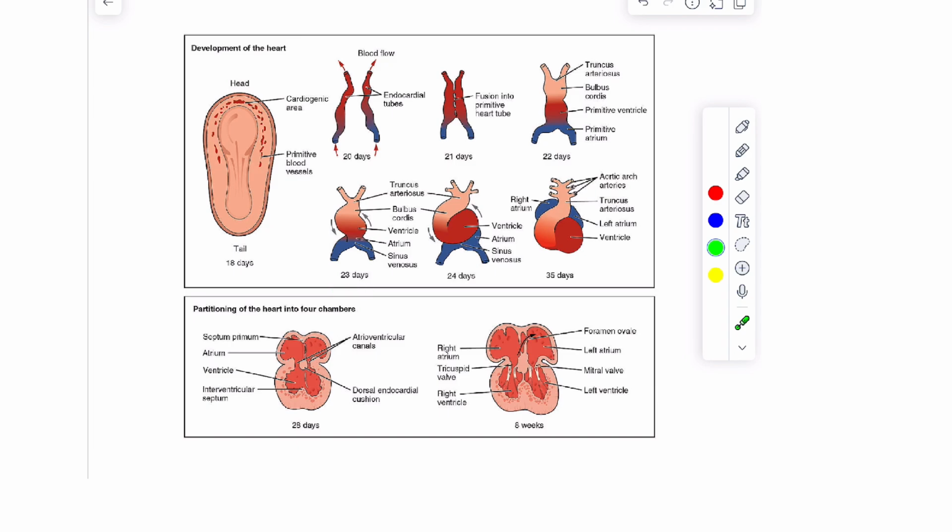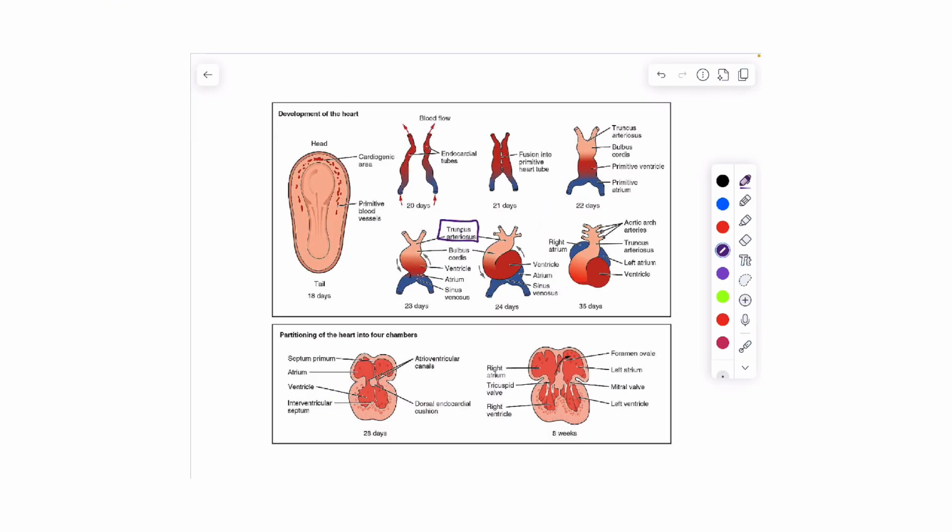Okay, this truncus arteriosus and this bulbus cordis, they are going to contribute to the outflow tract of the heart. The truncus arteriosus and the bulbus cordis are going to develop the outflow tract. Now what is the outflow tract? We know that outflow of the heart is going to be from the ventricles, right? The right ventricle and the left ventricle. As we know, the left ventricle is going to give rise to the aorta, and the right ventricle is going to give rise to the pulmonary trunk, right?